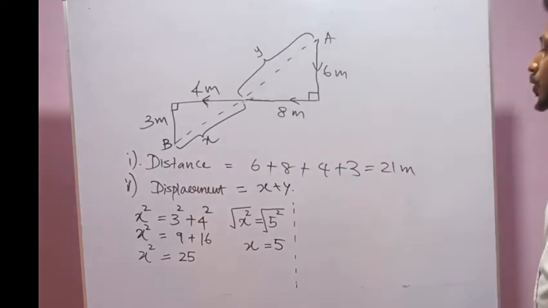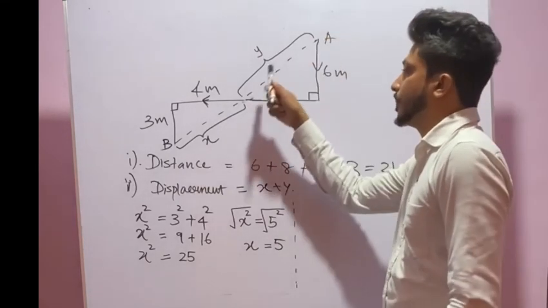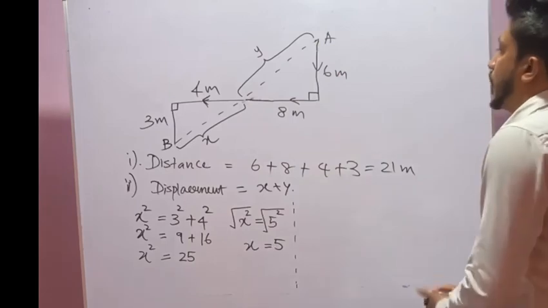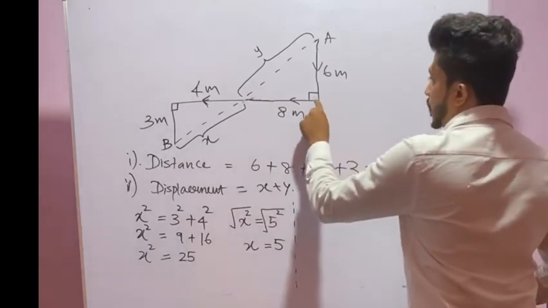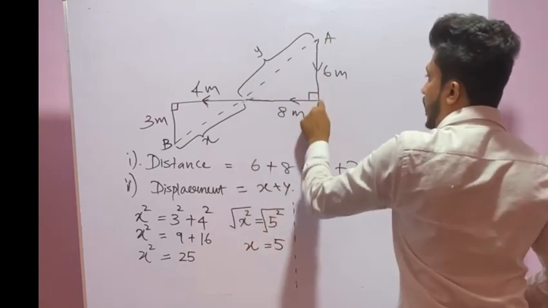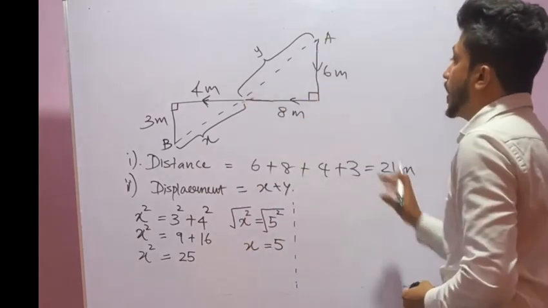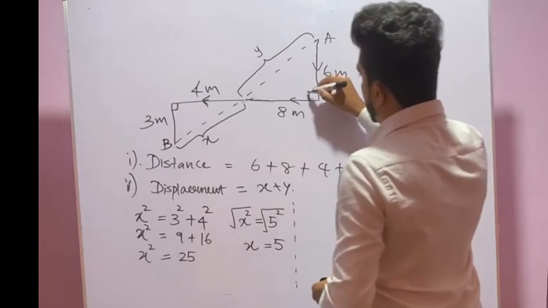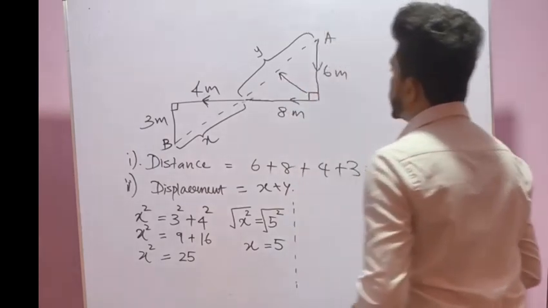Likewise, you can find y. Why? Because this is a right angle. Because of that, this is a right angle triangle. Okay, you can apply the Pythagoras theorem. This is the hypotenuse.